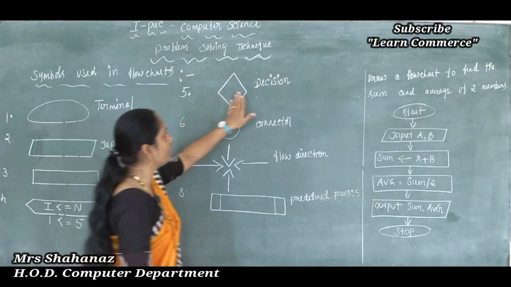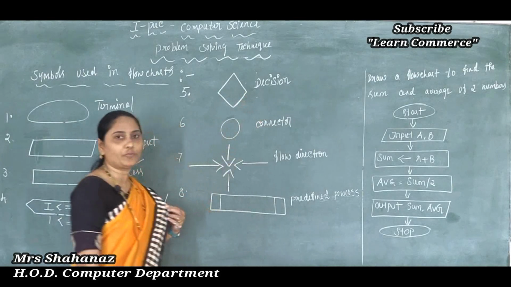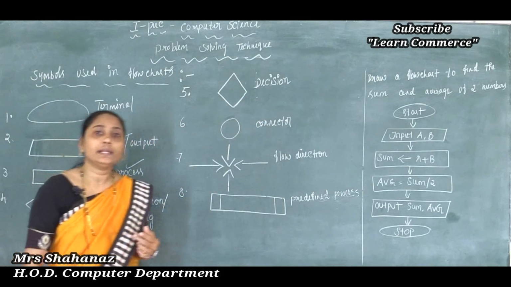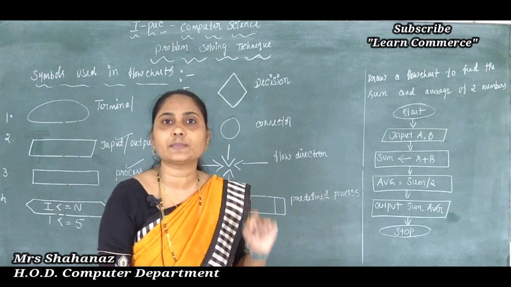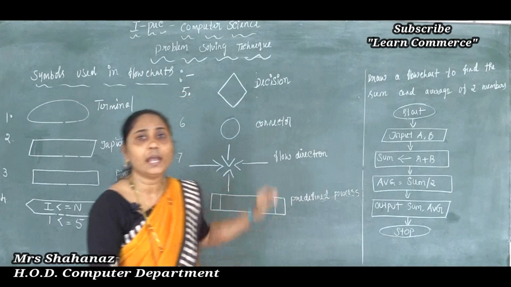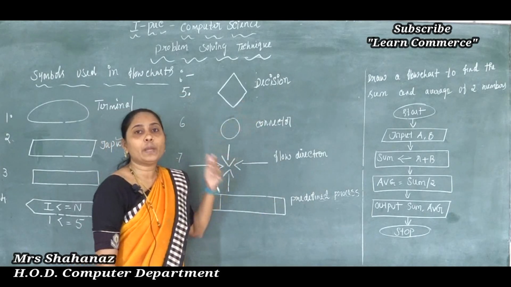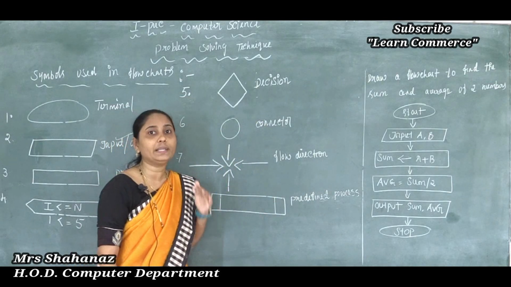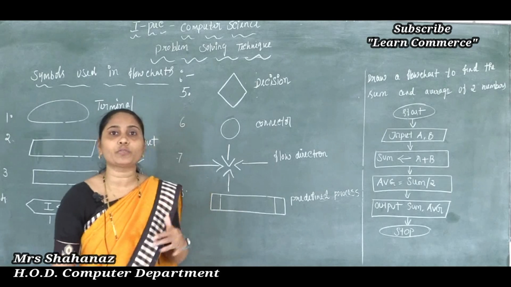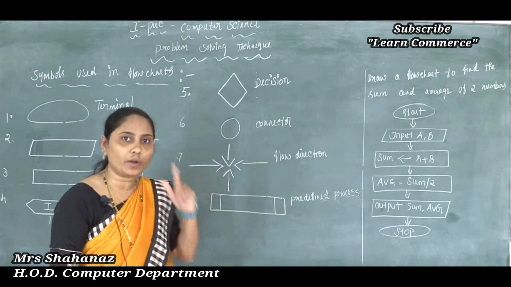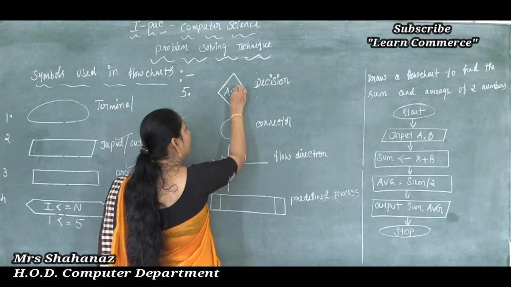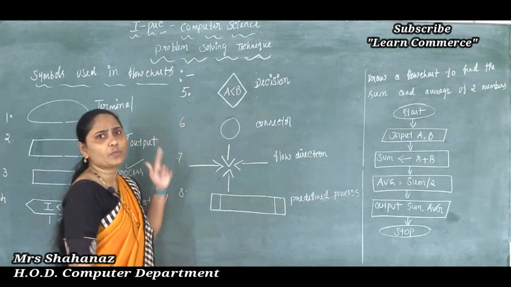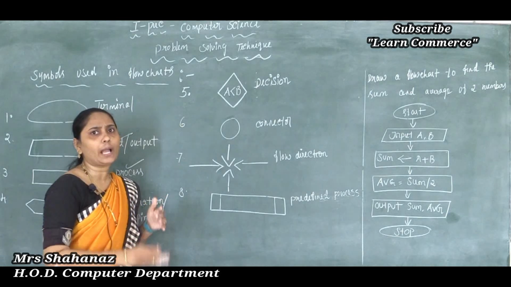Now let's talk about the fifth symbol. The name of the fifth symbol is the decision. Clear this one? The decision symbol is specially used to represent the conditional statement. Maybe I want to take some condition here. One condition is that I am going to check whether the A value is less than B. So it is one kind of decision.